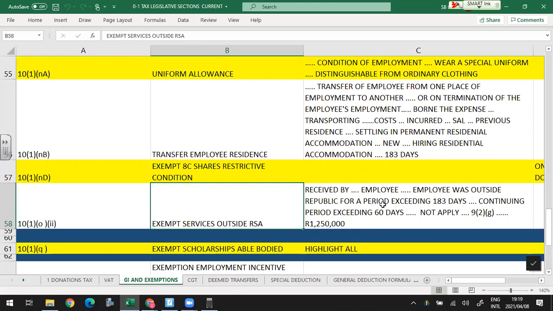either side. It says not apply 92G. That means you shouldn't work for the government. She was not working for the government. And it says 1.25 million. The first 1.25 million will be tax-free.